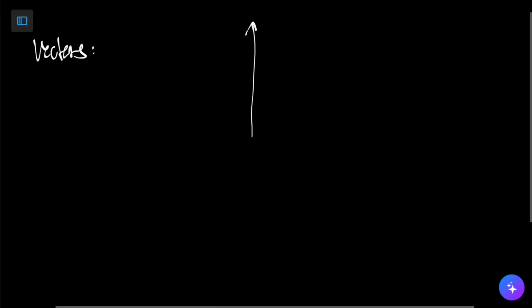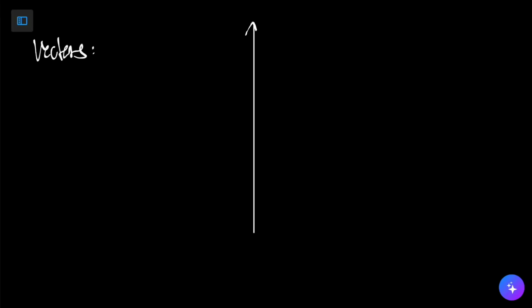So vectors are usually visualized through your Cartesian plane system.